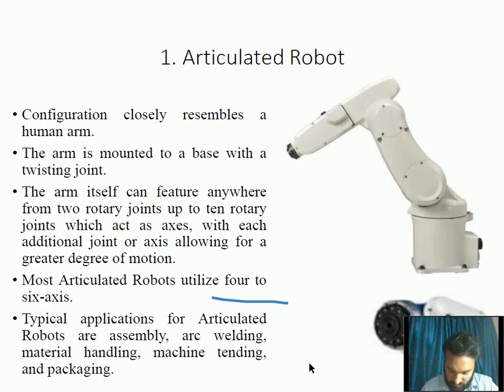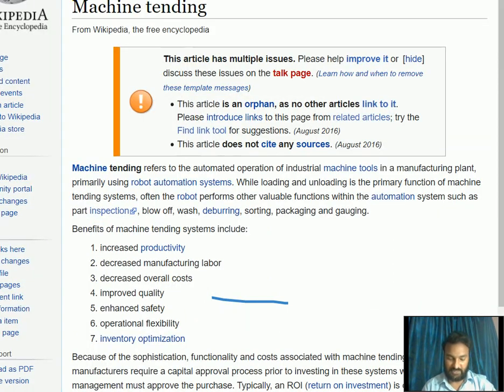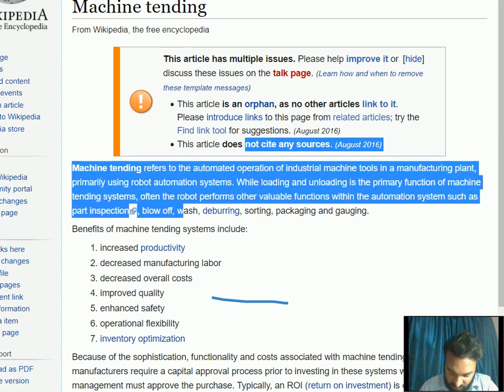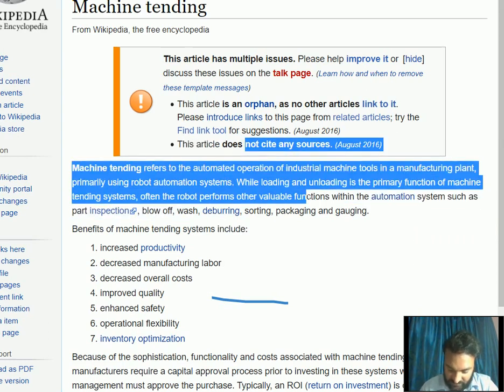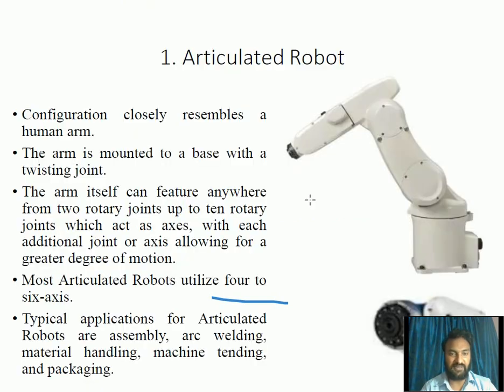Machine tending refers to automatic operation of industrial machine tools in a manufacturing plant, primarily using robot automation systems. While loading and unloading is the primary function of a machine tending system, often the robot performs other valuable functions such as part inspection, blow off, wash, deburring, sorting, packaging and gauging. So these are the applications of machine tending in robotics.